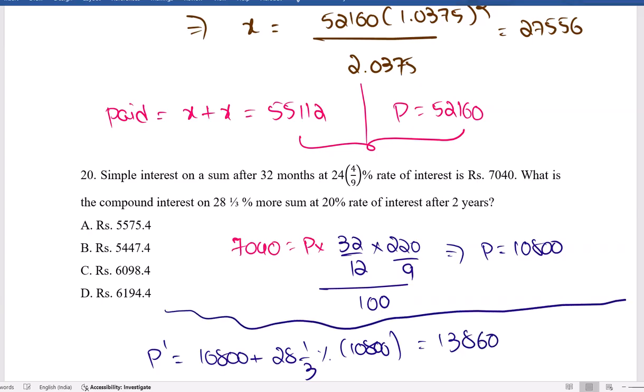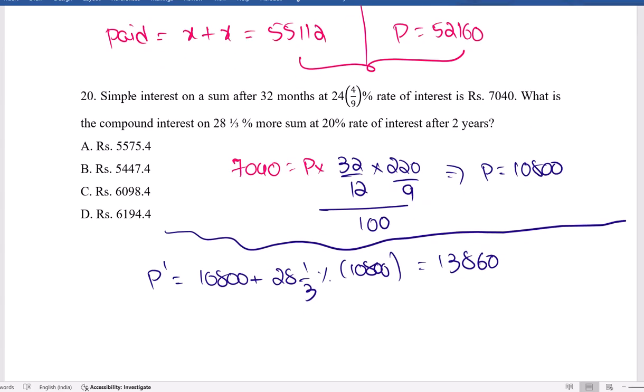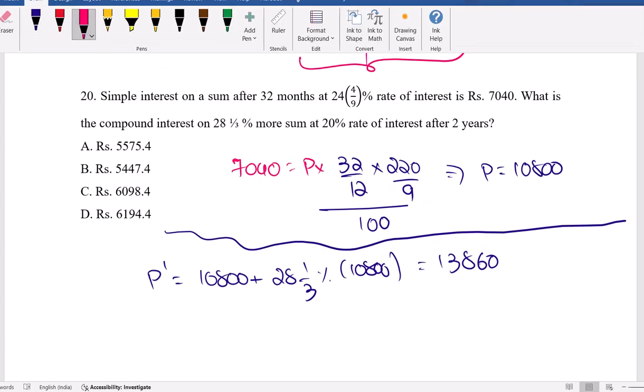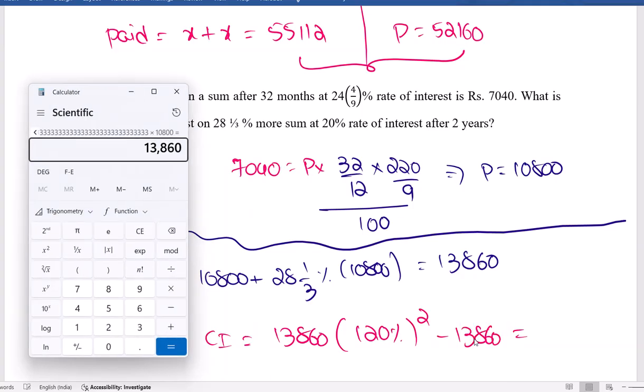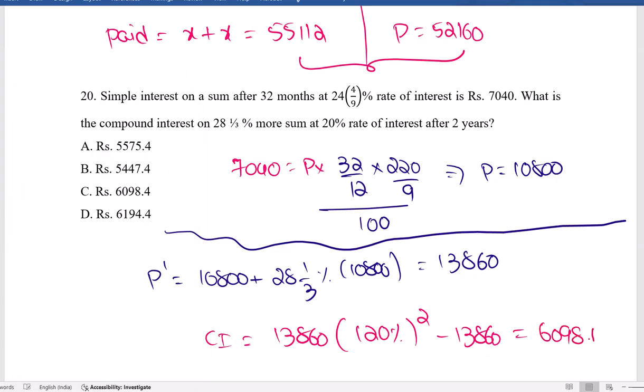Now 13,860 you are giving, okay, for compound interest with 20% rate of interest. So compound interest is 13,860 into 120% whole square. We follow some different approaches when a calculator is not allowed. Here the calculator is allowed, so don't worry: into 1.2 into 1.2 minus 13,860, which is 6,098.4. For TCS, a calculator is badly required. Okay, see these questions.